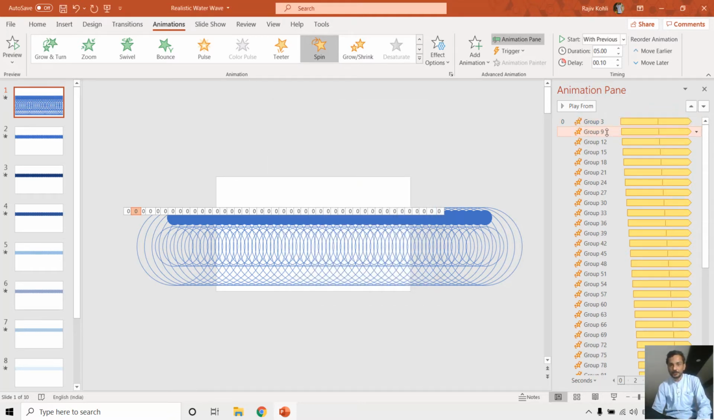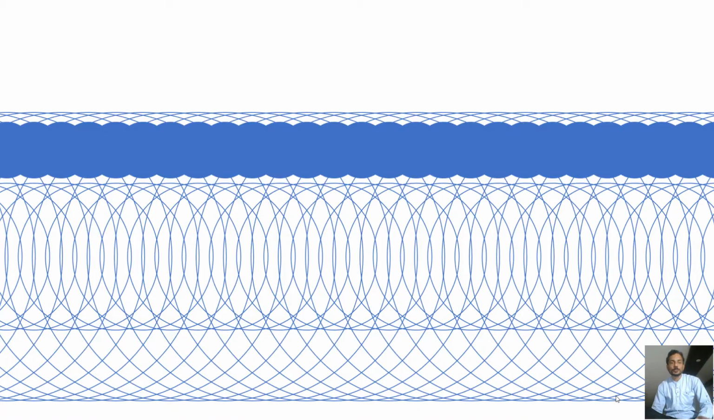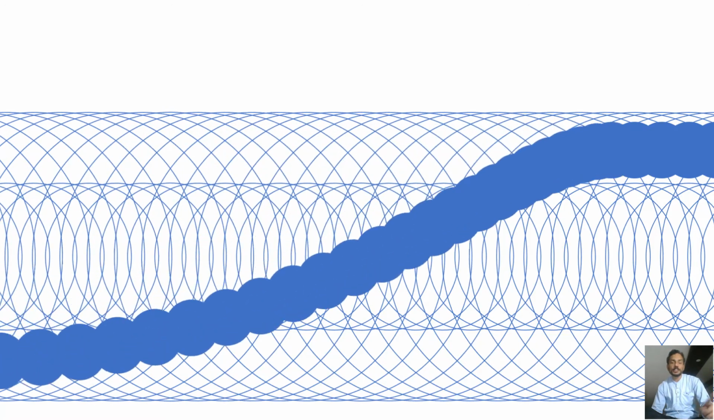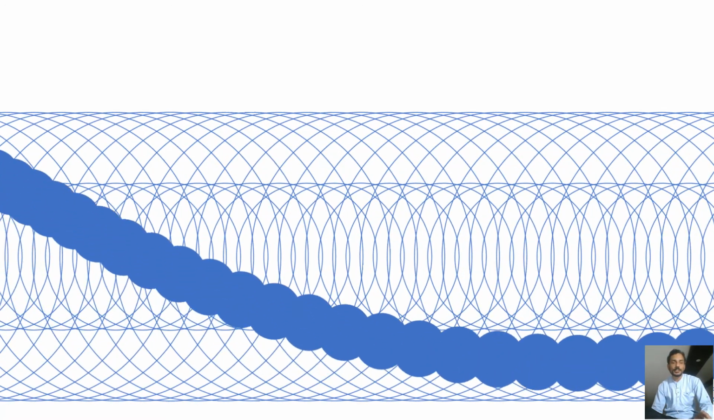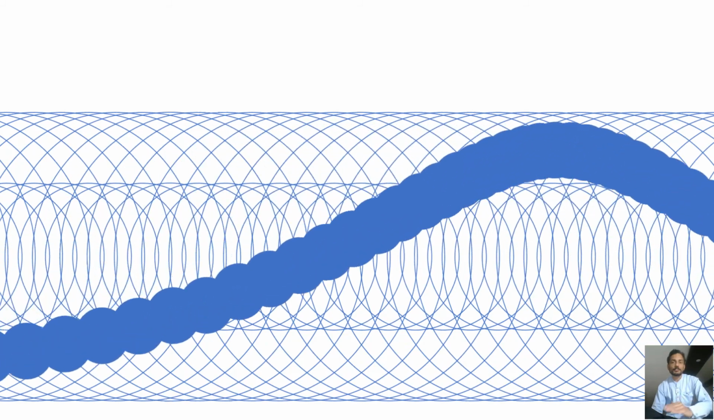Then if you move to the second oval, the grouped object, you can see a delay timing of 0.10 second, and we added this delay timing to each of the next animation effects. Like for this fourth animation effect, we are using a delay timing of 0.30 second, and for the next object we are using 0.40 and so on. So when we play this animation, each of the ovals is making a 360 degree clockwise rotation, and that way it looks like a wave.